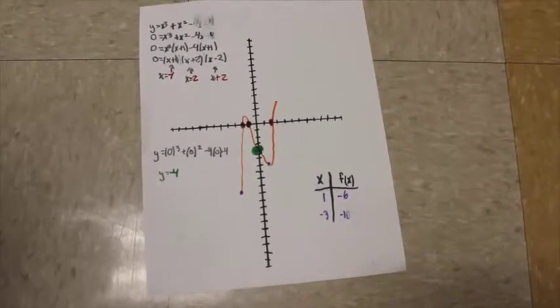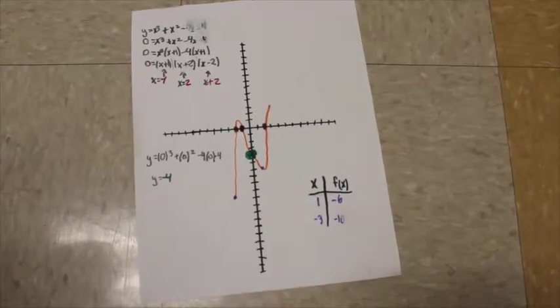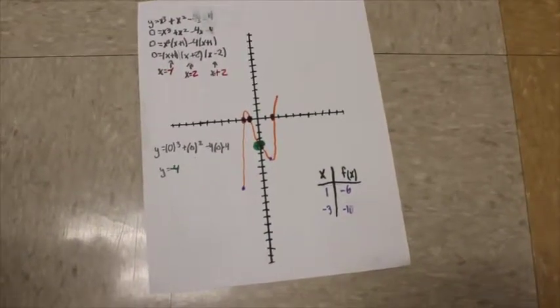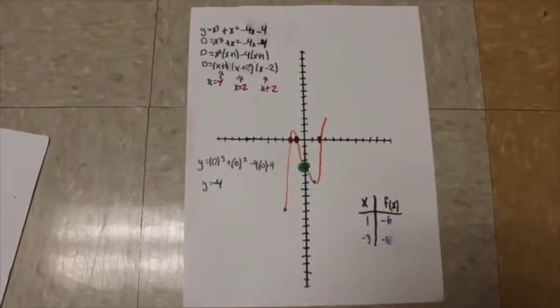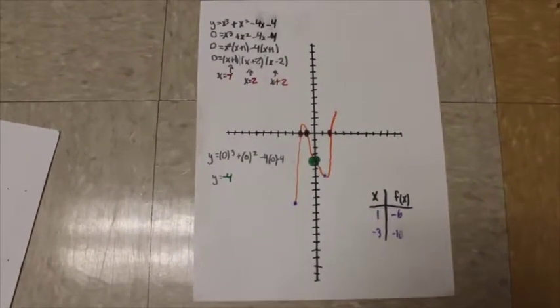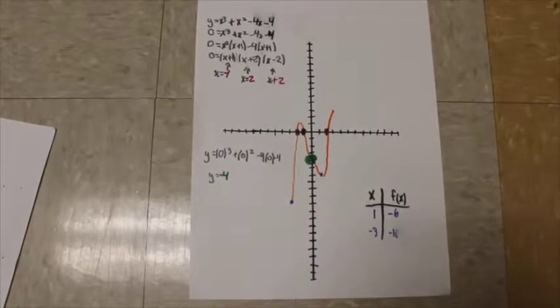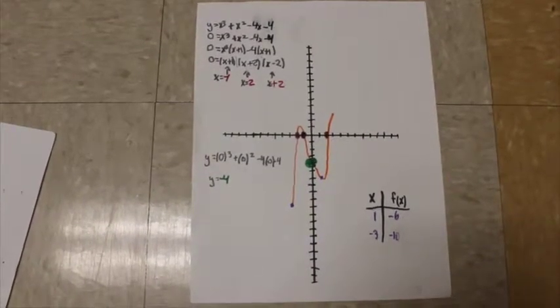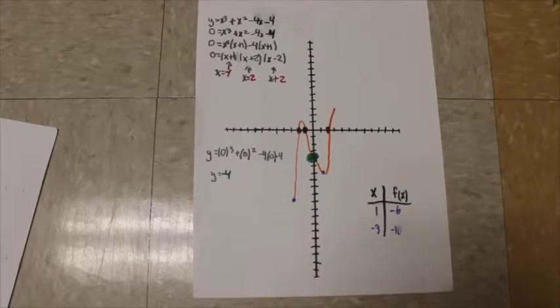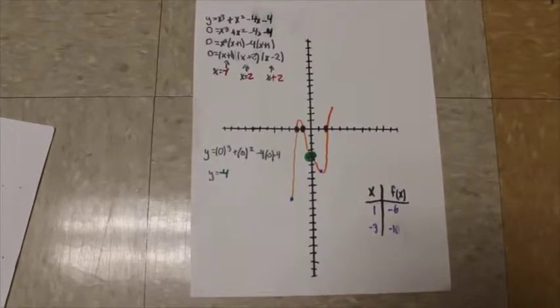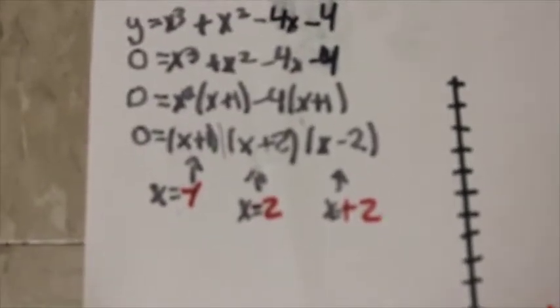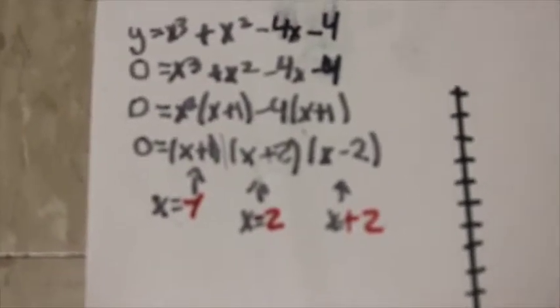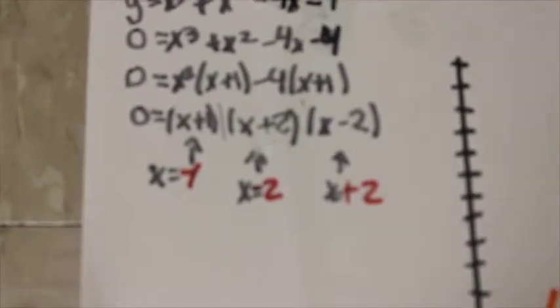Here's how you show your intercepts, plot your points, and graph it. The equation we started off with was y equals x cubed plus x squared minus 4x minus 4. If you set that equation to 0, you get 0 equals x cubed plus x squared minus 4x minus 4. After you factor it out, you get 0 equals (x plus 1)(x plus 2)(x minus 2).